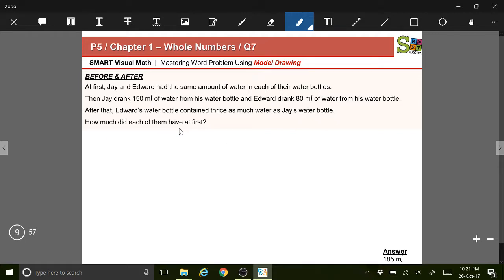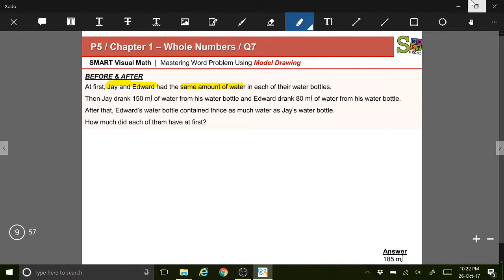Alright, so we're going to go through the second reading. Now we're going to pick up the keywords. In this question, it is clearly mentioned about Jay and Edward, and they're describing their water bottles. So it's two models, Jay and Edward. They have the same amount of water in their water bottles.